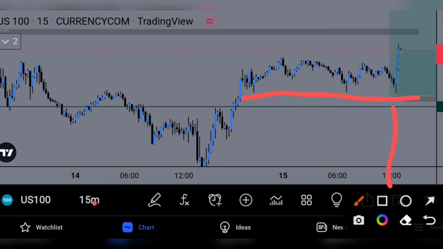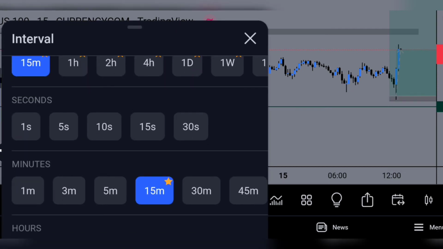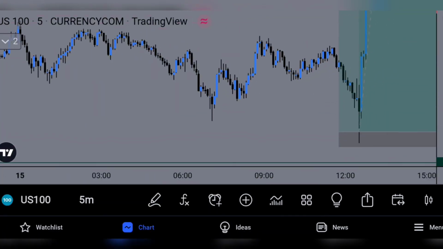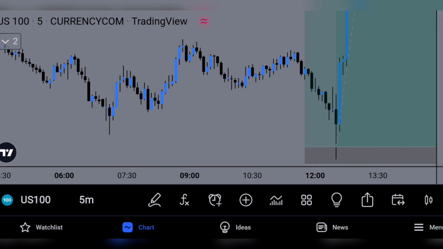Let's move down to the 5 minute time frame, where I want to show something clear over there. So going down to the 5 minute time frame, you can see this is a clear break of structure here. Let me add that.